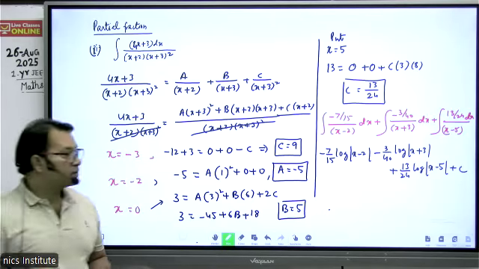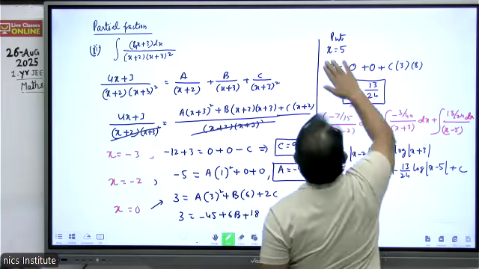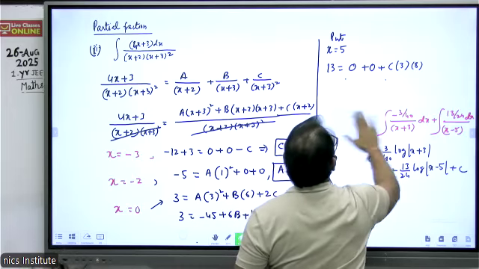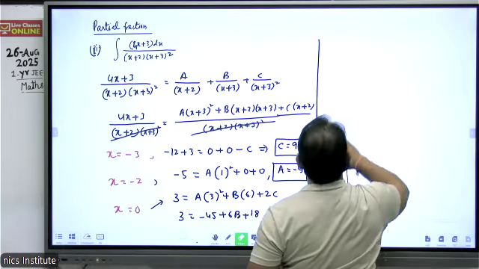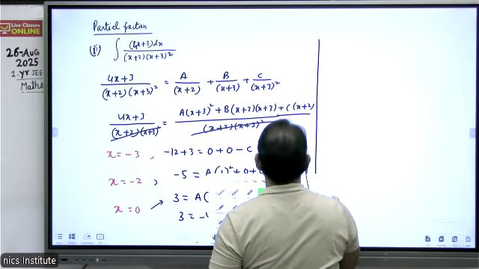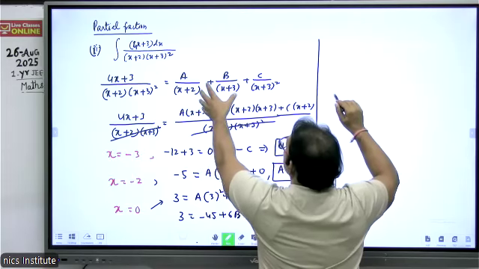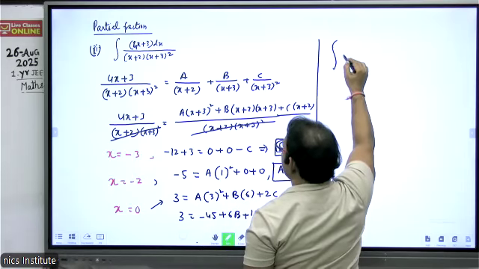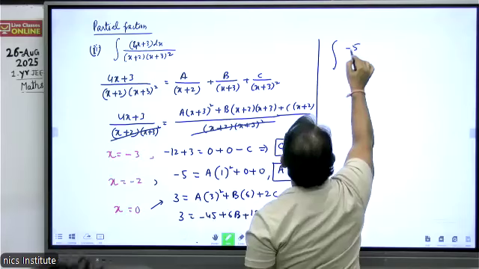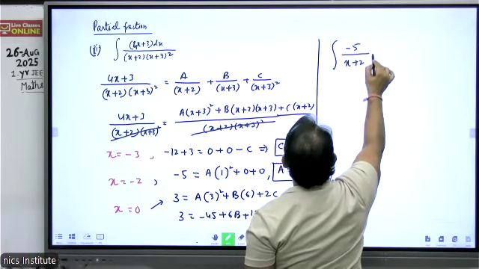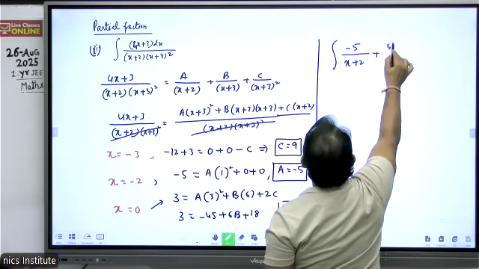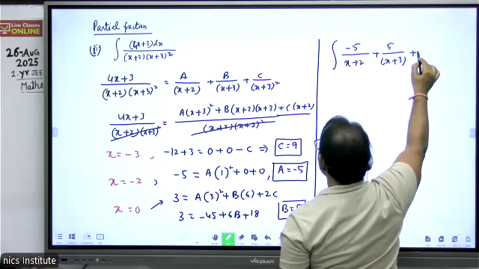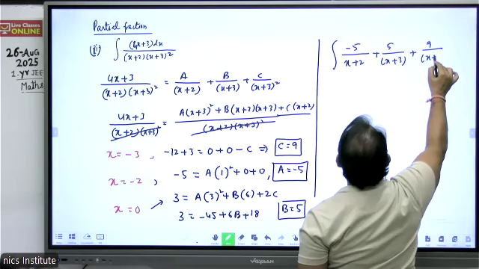And then you can integrate this. So this entire integral is equal to a by this, b by this, c by this. So what is a? A is minus 5 divided by x plus 2. Then what is b? B is 5 divided by x plus 3. And c is 9 divided by x plus 3 whole square.